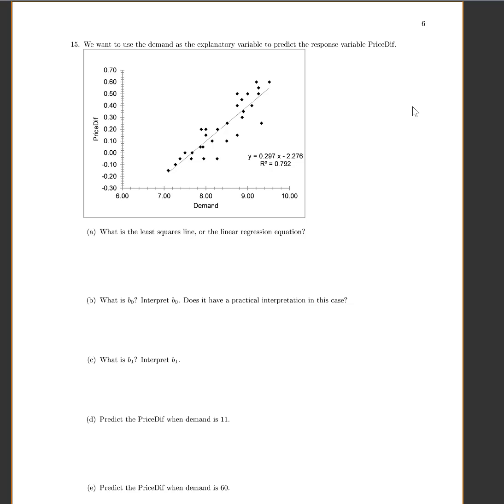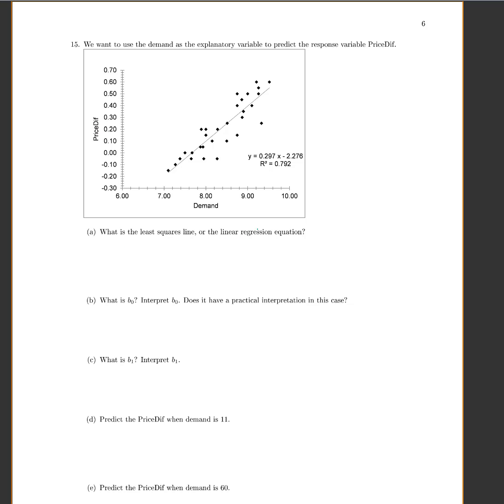In problem 15, this is a linear regression problem. It says we want to use the demand as our explanatory variable to predict the response variable, price diff. So our explanatory variable is always down at the bottom. Our response variable, or y, would be on the side here.